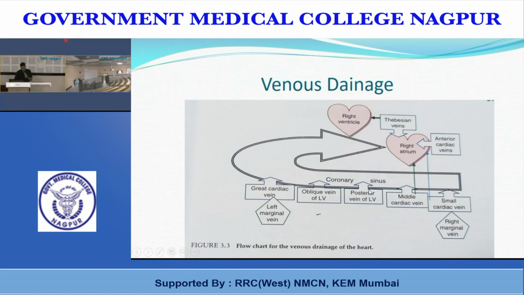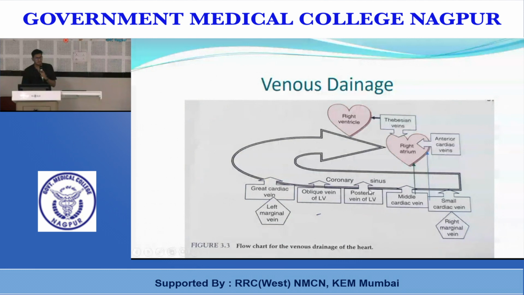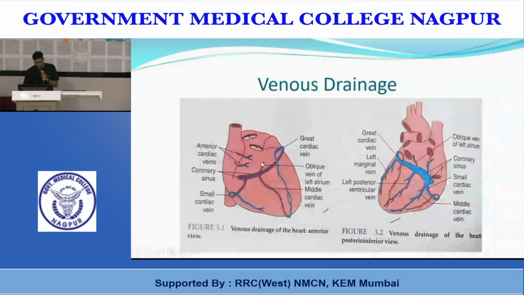Secondly, another cause of dilated coronary sinus is left sided SVC. Why? Because left sided SVC is nothing but the remnant of the oblique vein of left atrium. Here this goes and forms the left sided SVC. So if there is left sided SVC, that is another reason of having dilated coronary sinus.